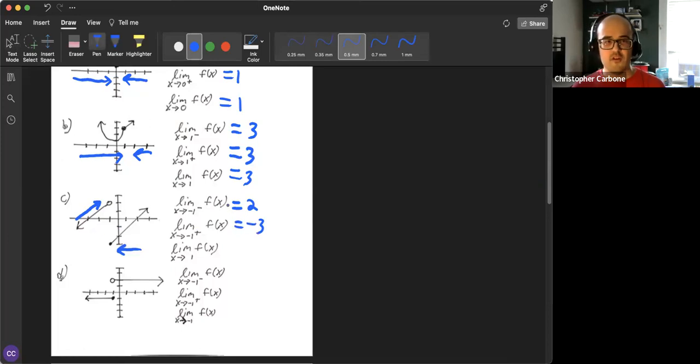But now for the overall limit as x approaches -1, my negative did not show up on this. Since the left-hand limit is 2 and the right-hand limit is -3, this one does not exist.